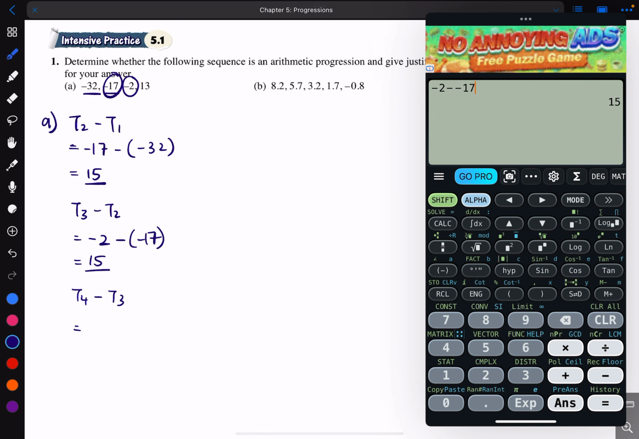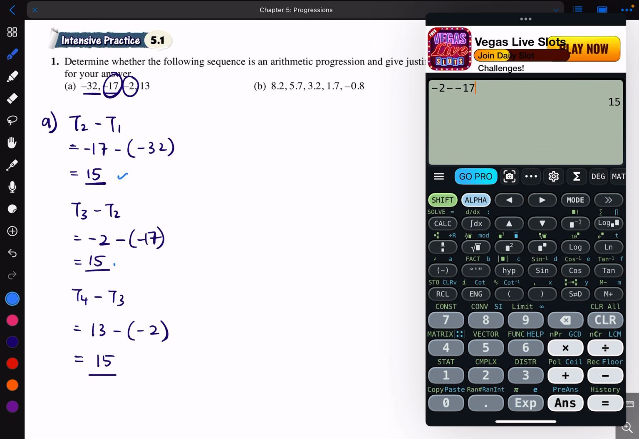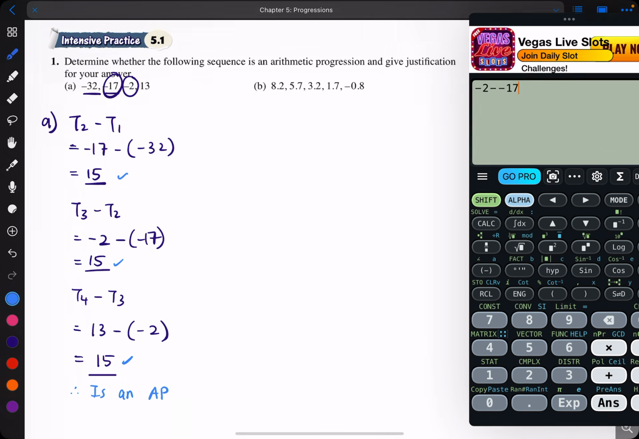T4 minus T3. T4 is 13. T3 is negative 2. So 13 minus negative 2. This will also give us 15. So since our D is same, also 15, we can say this is an arithmetic progression. I just write short formula AP. This is an AP. Then we must give justification.